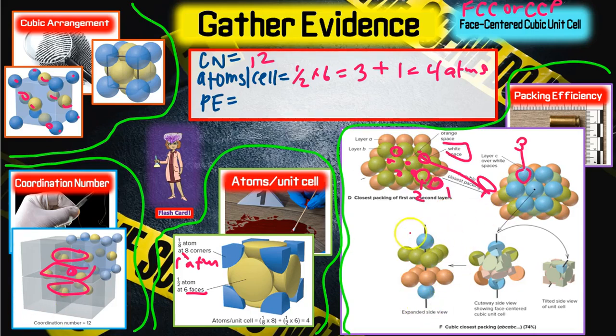So if we take this and we get an expanded side view, we see that we have layer A here, B, C, and we still have a layer pattern of ABC, ABC, ABC when we have an FCC unit cell. Okay, folks? And due to this layering, the packing efficiency for FCC is going to be a whopping 74%. That means only 26% of empty space between these atoms. And this is going to make FCC the most efficiently packed cubic unit cell for atoms of the same size.